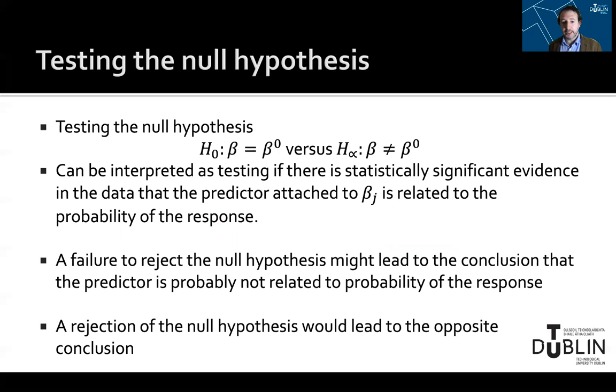A failure to reject the null might lead to the conclusion that the predictor is not probably related to the probabilities. So hair color probably doesn't relate to it and wouldn't come out as a significant beta weight.